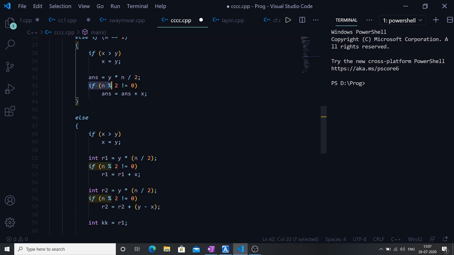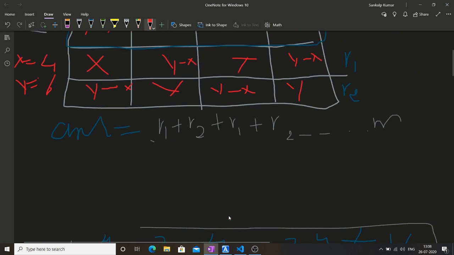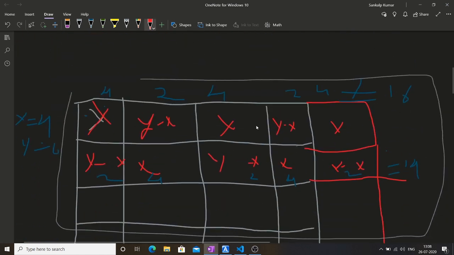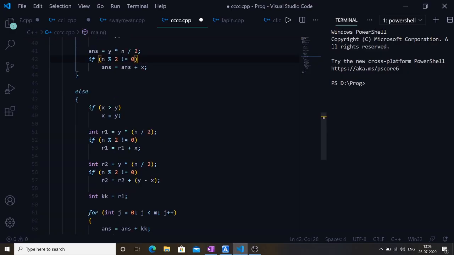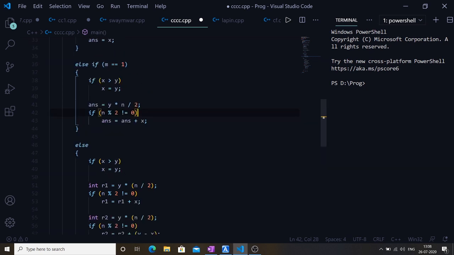And this, as I told you, if one more block is there for the odd one. Okay, so if it's odd, we have to add x, as I explained you here. If an odd block is here, we have to add x here. Okay, so this one was for one row. Answer is equal to answer plus x. That will be 0 plus x.